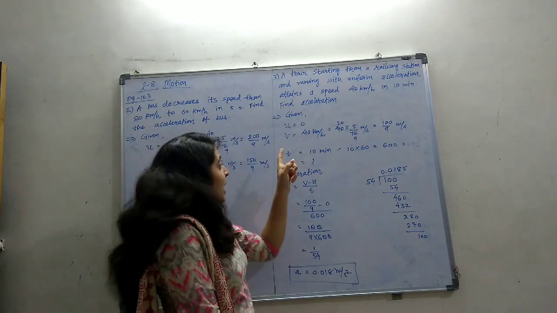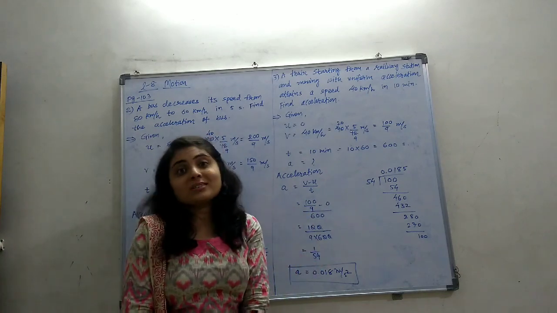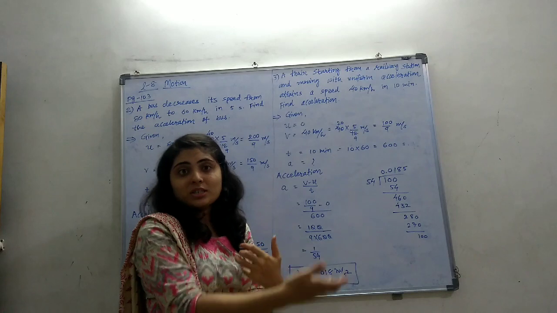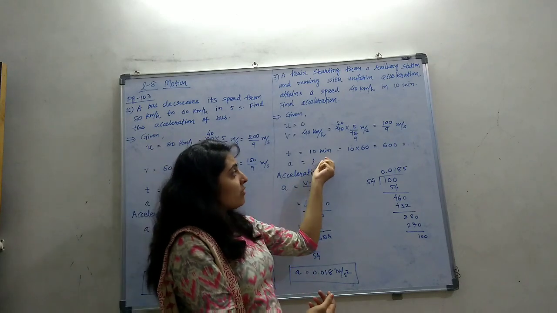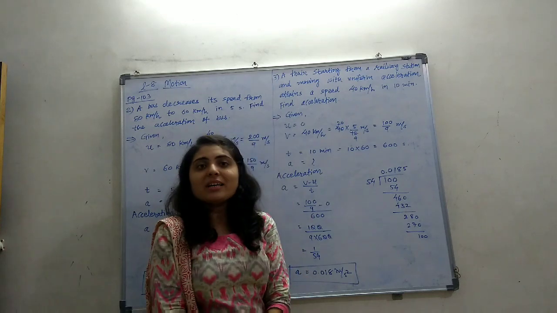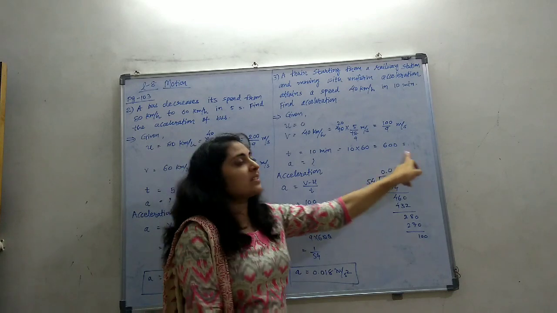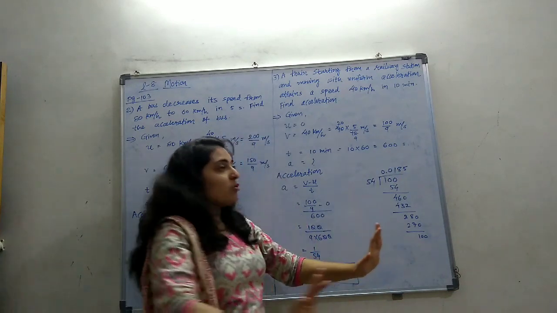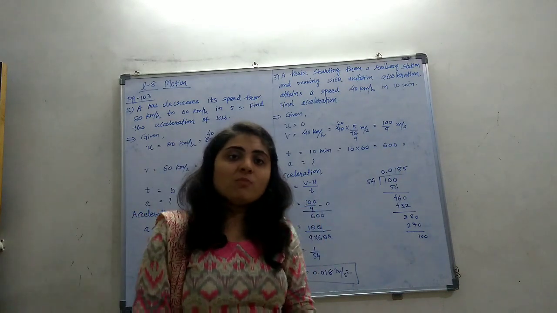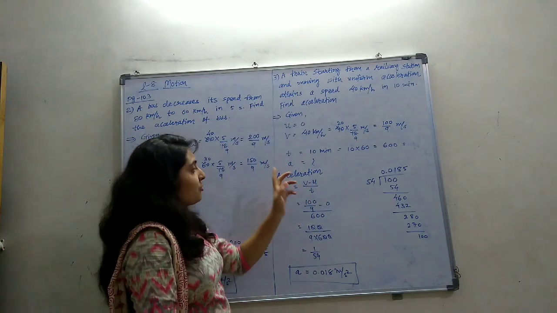This is a must. And time is given as 10 minutes. So here time is also not in a standard unit. So we need to convert into the standard unit. So how to convert minutes to seconds? By multiplying with 60. In every minute there are 60 seconds. So 10 multiplied with 60 will give 600 seconds. So now we have the units in standard form. So now we can calculate the acceleration of the train.